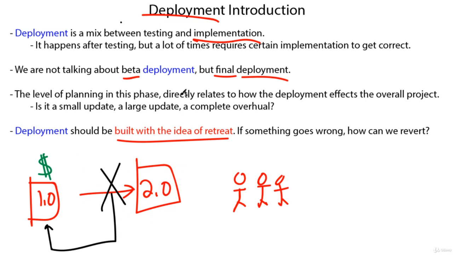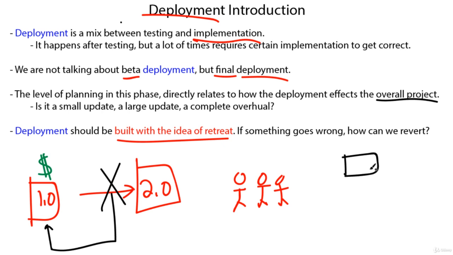And this level of planning directly relates to how the deployment affects the overall project. So is it a small update, a large update, or a complete overhaul? In this situation, we're talking about a complete overhaul. So we need every single situation covered so that no matter what, there will be a product at the end of this rollback. If we're talking about a very tiny update, maybe we're changing the color of a button somewhere, we probably don't need to come up with a giant rollback plan. There's not a lot that can go wrong. It's just a tiny HTML document update.